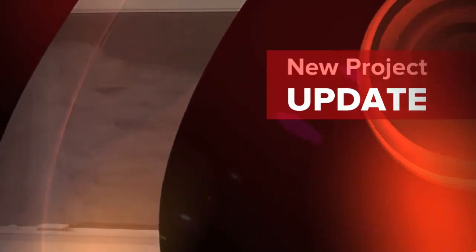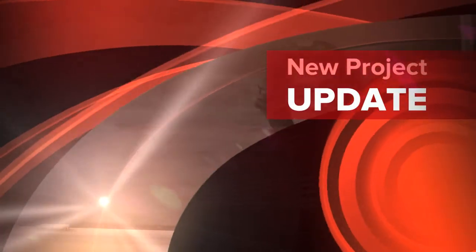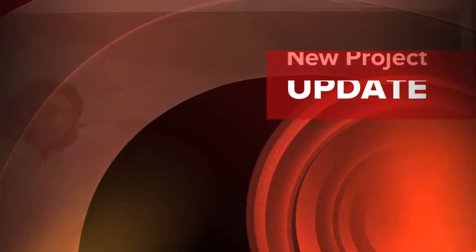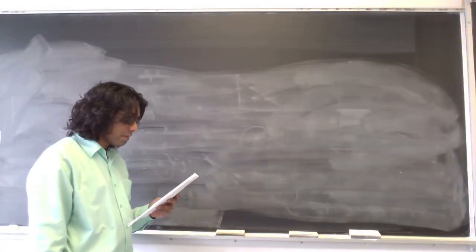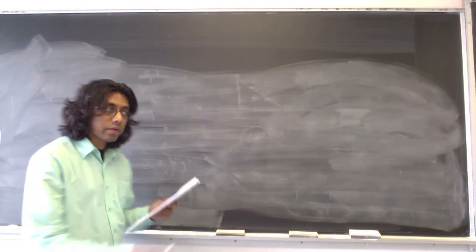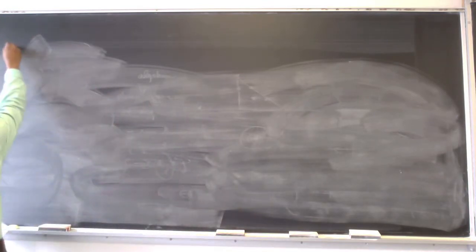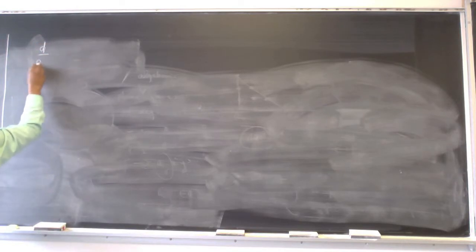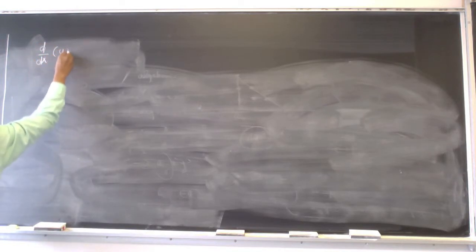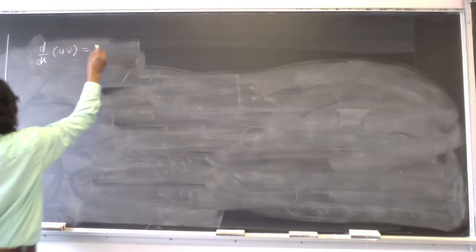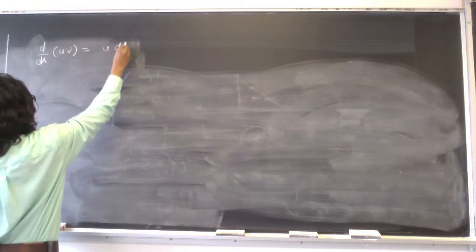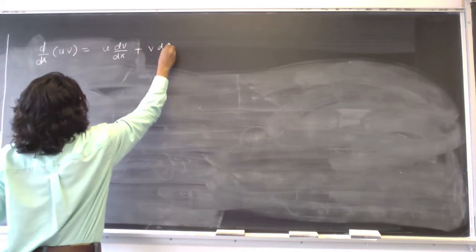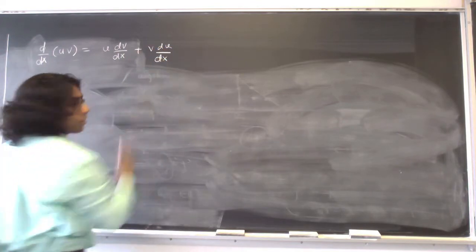Okay, today we are going to talk about integration by parts. To begin, we start with the product rule of derivatives. The product rule of derivatives is this: the derivative of the product of two functions u and v is equal to u times dv by dx plus v times du by dx.